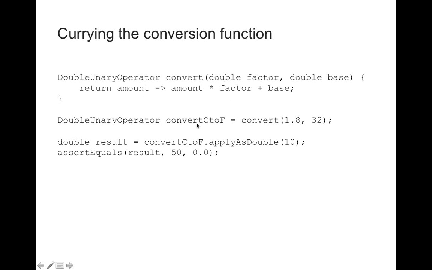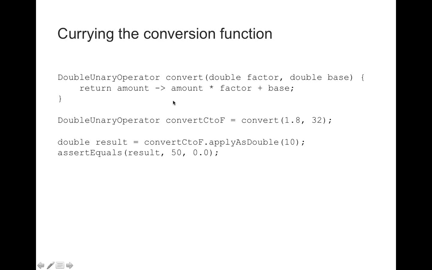If I'd like to create a function that is responsible for converting from Celsius to Fahrenheit, I can now call the convert method as follows. I pass in the conversion factor, 1.8, and the baseline adjustment, 32. That creates a new function. Then I can call that function, let's say I'd like to convert 10 degrees Celsius into Fahrenheit. I can call this method called applyAsDouble. You may be wondering, wait a minute, what's that ugly DoubleUnaryOperator? It's an interface that is part of the Java 8 API, and when we need to call it, we can call this applyAsDouble method. It's important to know that the Java 8 API ships with a lot of those useful function interfaces.